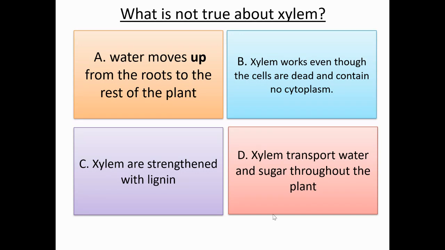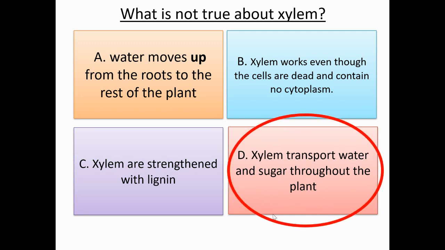Right, quiz time. What is not true about the xylem? Read the boxes A, B, C, and D and decide which one does not apply to xylem. Okay, hopefully you've had a think of that now. The answer is D. Xylem transports water and sugar through the plant. That's not true. It is only water that it transports, but all the others are true.